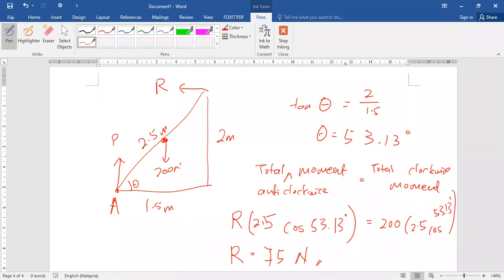So this is how we use the concept of the resolution of the forces to solve the problems. The important thing: torque is equal to RF, where the R and F are perpendicular to each other.